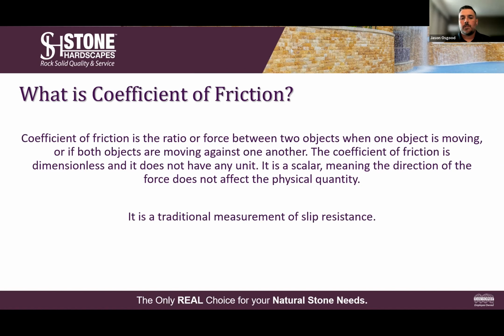In layman's terms, it's a traditional measurement of slip resistance. It gives you some assurance. Now, the higher the COF, or the higher the coefficient of friction, the greater the resistance and the friction there. So a standard decking product that is tumbled will have a lower coefficient of friction than a standard decking product that has an extreme grip on it.